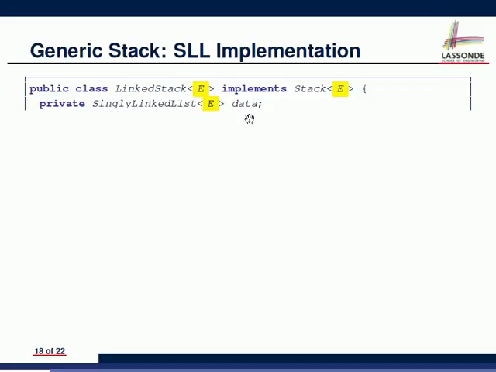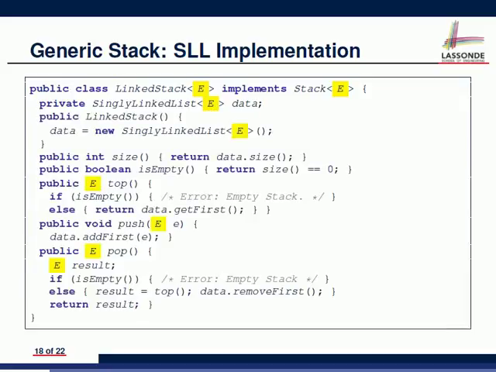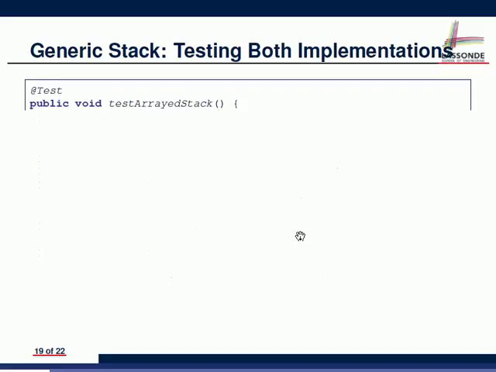Now you can also do link stack, in which case you just use linked list. You can see that we declare an attribute data, and that's also simply linked list E. Then you can just do everything else the same. We're just treating the first as a top. Again, we replace every occurrence of string by E.